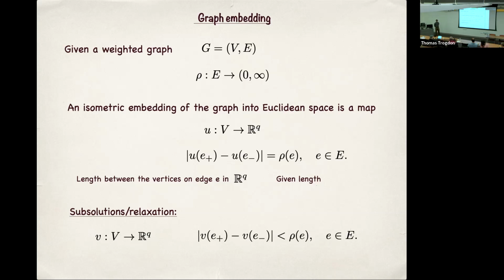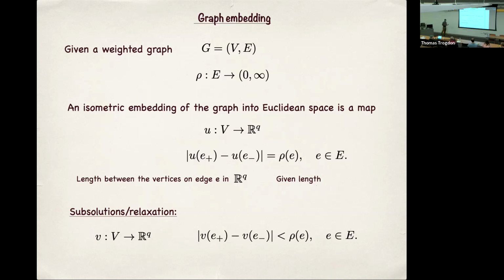And then what you do is you try to put this graph into Euclidean space. So what I'm looking for is solutions to this system of algebraic equations. There's one equation for every single edge on the graph, and you have to solve the system of algebraic equations. So that would be a solution to the equation. A sub-solution to the equation would be a situation where we relax this equality to an inequality.